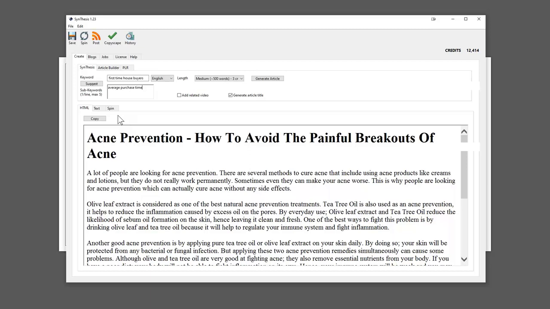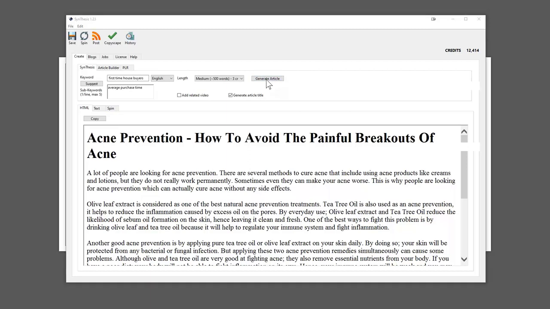It wasn't the length of how long it takes to buy because that could apply to experienced buyers. It could apply to commercial buyers. It was the fact that first-time buyers we were thinking of. Then in the sub-keyword, I want to know a little bit more about how long it takes them to buy, but I don't want a long keyword in there, so I put average purchase time.